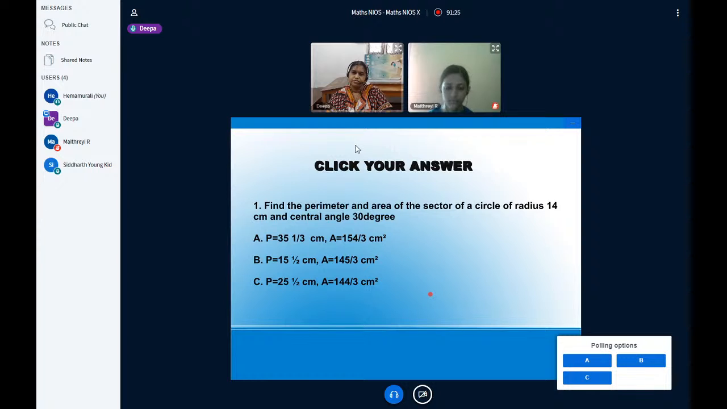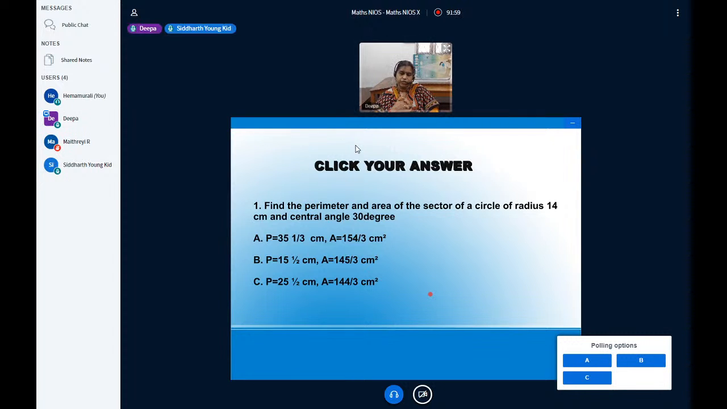If you have any doubt, ask me. What's your perimeter? 35 1/3 centimeters. So tell me the choice. Which one is correct? Just give your answer. You are right.